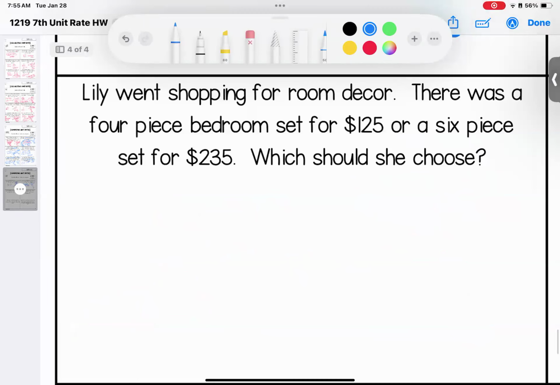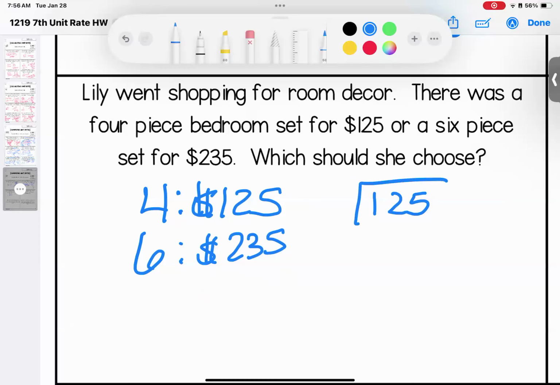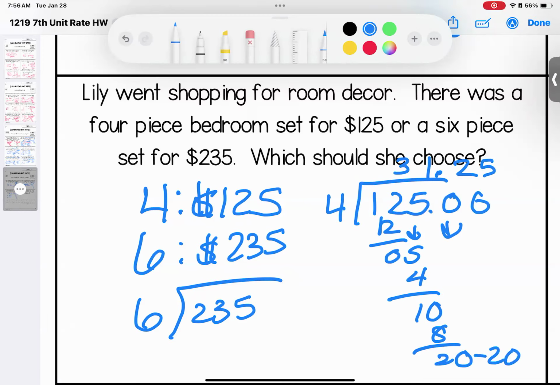Lily went shopping for room decor. There was a 4-piece bedroom set for $125 or a 6-piece for $235. Which should she choose? So we want to know which one had the better price per piece. So 4 times 3 is 12. Decimal. 4 times 2 is 8. And then 4 times 5 is 20. So this one is $3.25 per item.